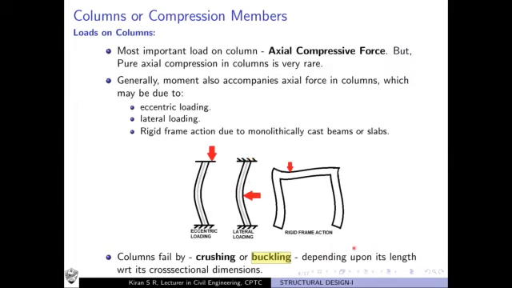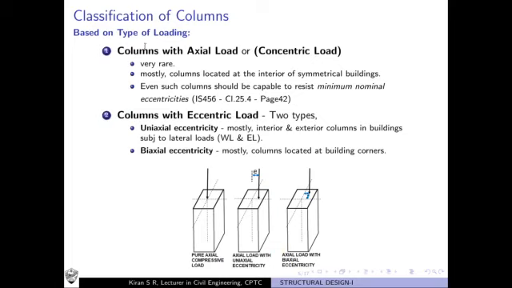Now let's discuss quickly the different types of loading. We know what the different loads are, and now we are going to classify the columns on the basis of the loads which come over such columns. So, classification of columns on the basis of type of loading. Columns with axial load or concentric load: that is exactly what you see in this figure. If the load is acting exactly at the centroid of the cross section, then we call it a truly axial load or concentric load.